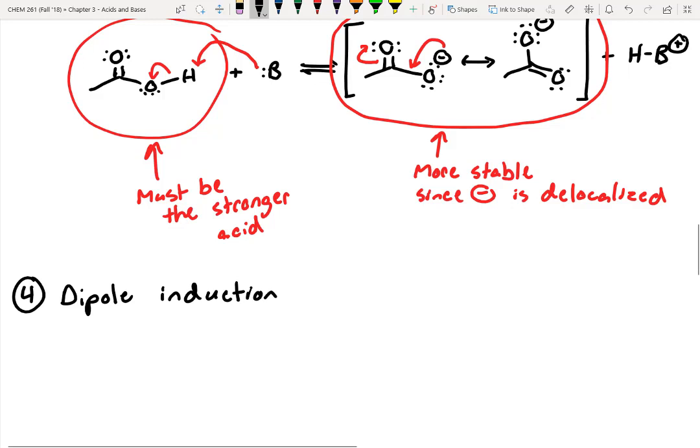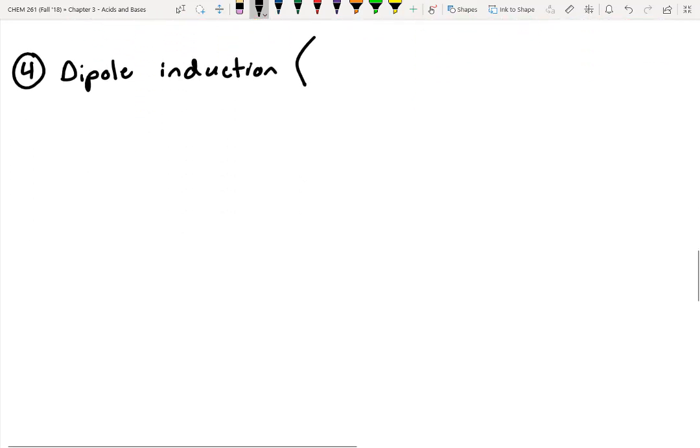And dipole induction oftentimes goes by another name. It can be thought of as, oh my goodness, I'm completely blanking right now. I'm so used to using dipole induction. My brain's short-circuiting right now. I'll get back to you with the other name. I'm completely forgetting. Oh, oftentimes it's just referred to as induction. Holy cow. I was like, what is that?